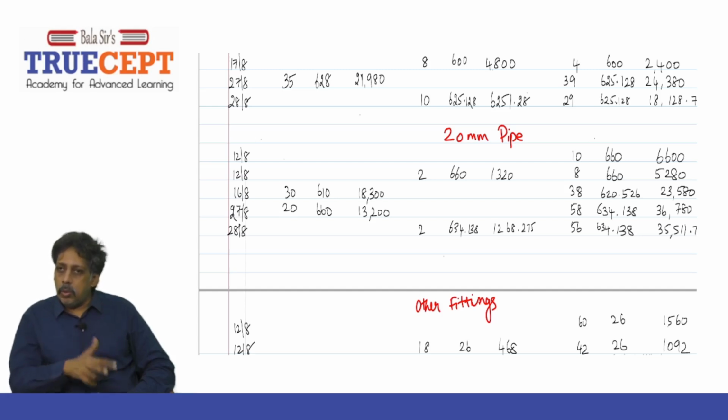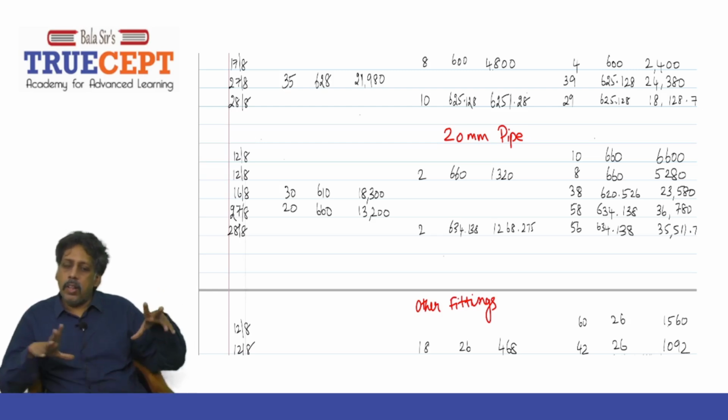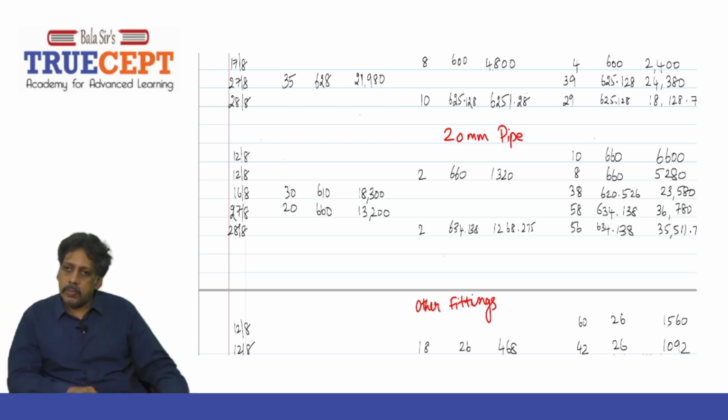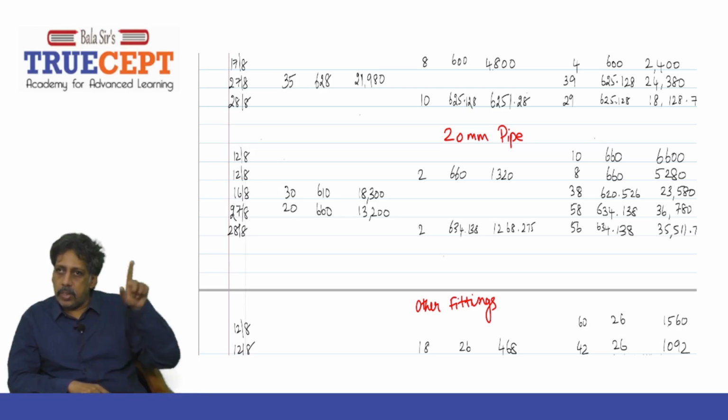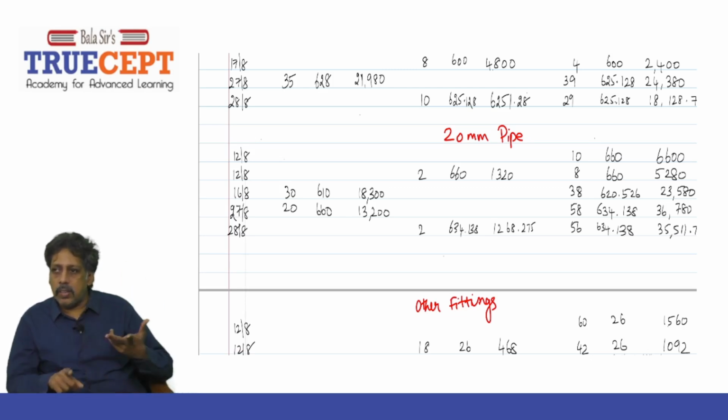Now there is one more purchase: 27th August, 20 units bought at 660 rupees. That means 13,200. Now in all there are 58 units available, 38 plus 20. And the amount will be 23,580 plus 13,200, in all 36,780. Now please divide 36,780 by 58 units.